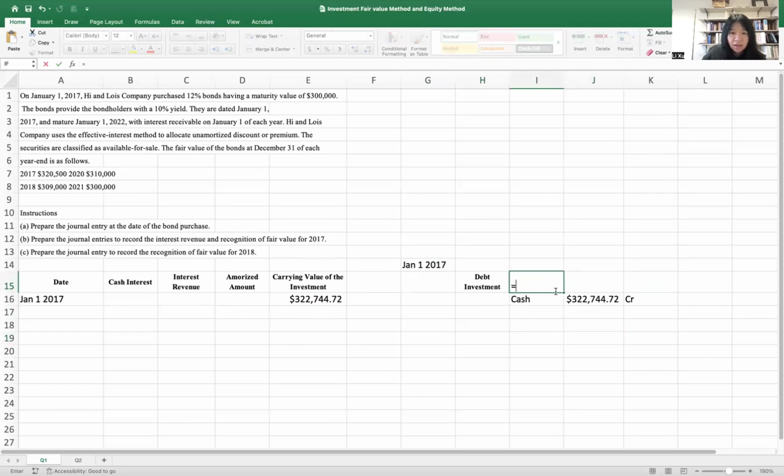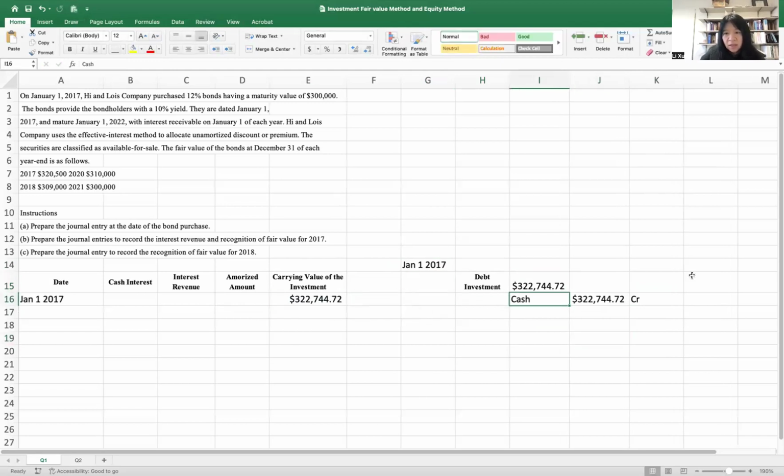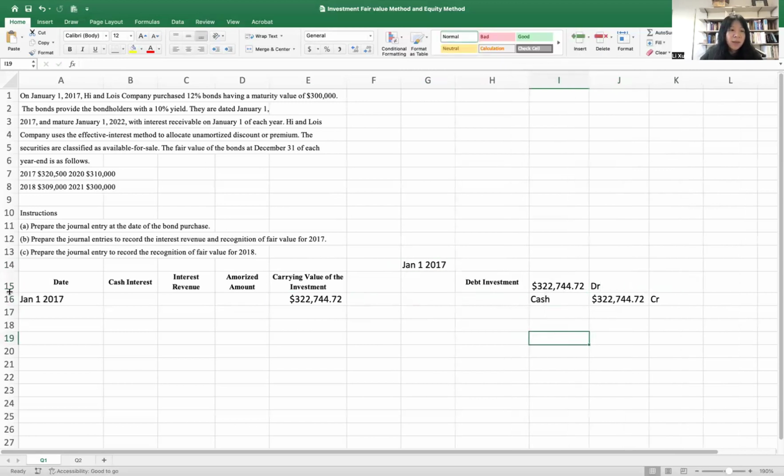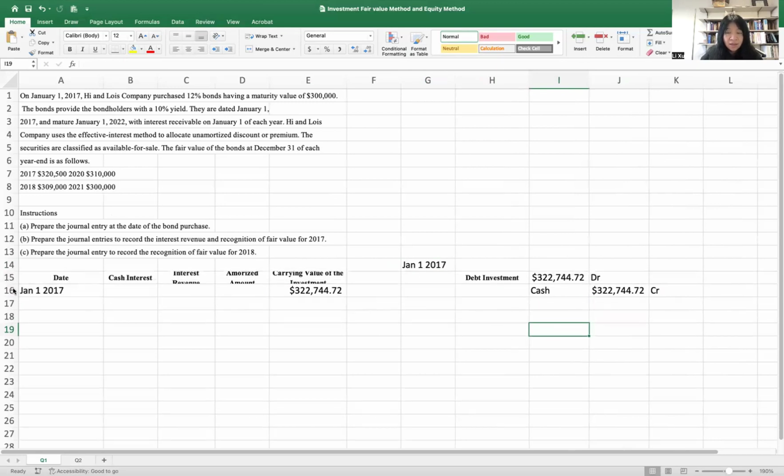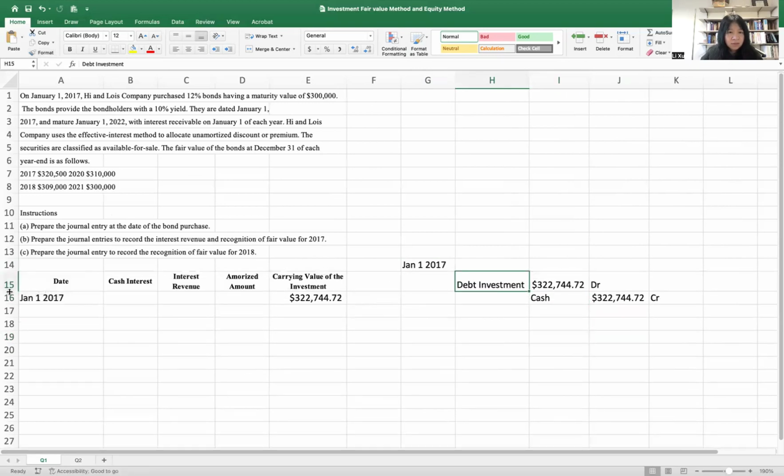That's the amount you're gonna have on the debit side. Okay, so why is it debit? Is because the bond investment is assets, and therefore we debit these assets. All right. That's the first question, the journal entry.